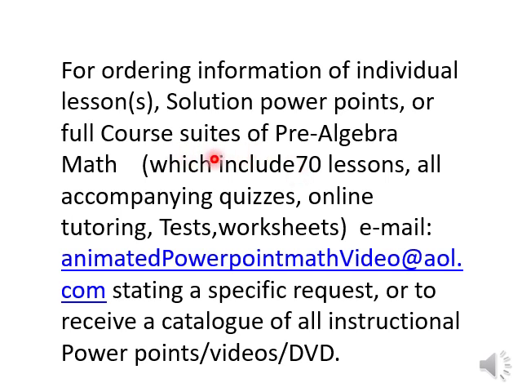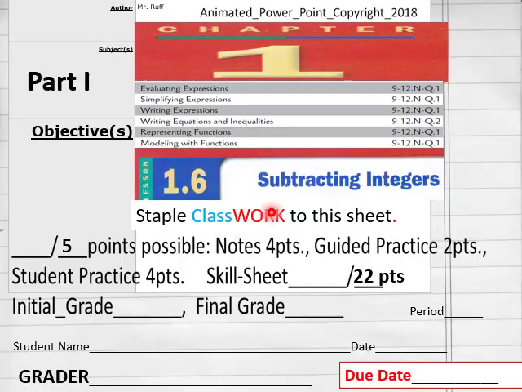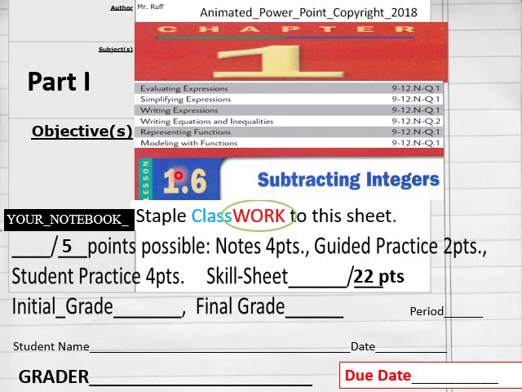Hello everybody, getting ready to do lesson 1.6 part 1 classwork for pre-algebra math today. And 1.6 part 1 is subtracting integers. You have 22 points on your classwork sheet, and you have 5 points to go on your notebook guide. Have those out. Students, put your name, date, and period on your classwork sheet.